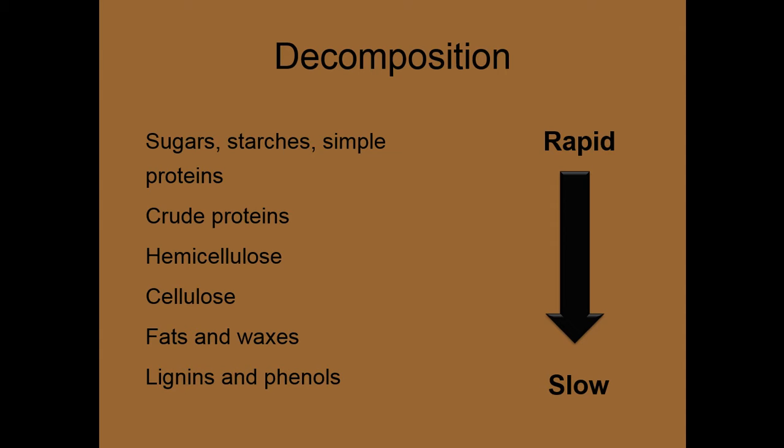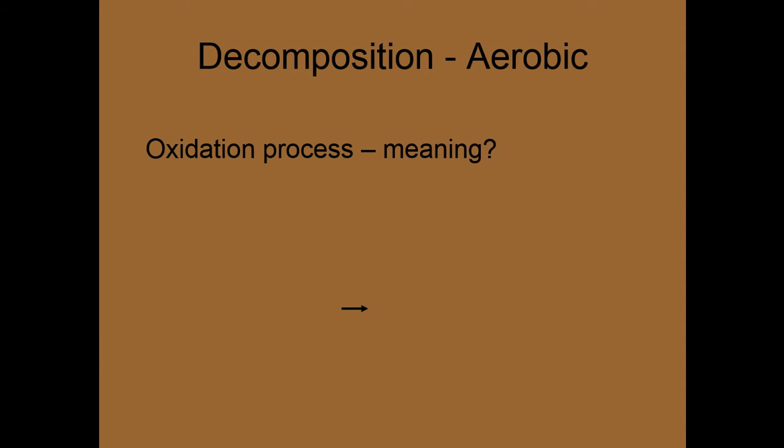Decomposition of organic matter can vary based on which part we're talking about. So sugars and simple proteins are rapidly decomposed. Then we work our way down the scale to things like lignins and phenols, which are very slowly decomposed and can last on site for much longer.